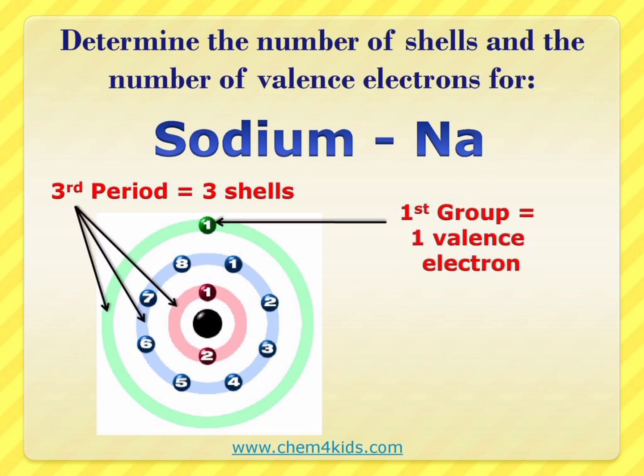Next, how will you identify the group number? Yes, you have to check the valence electrons present in the atom first. Here, we know that the outermost shell of a sodium atom contains 1 electron. So, its valency is 1. Therefore, it belongs to the first group.